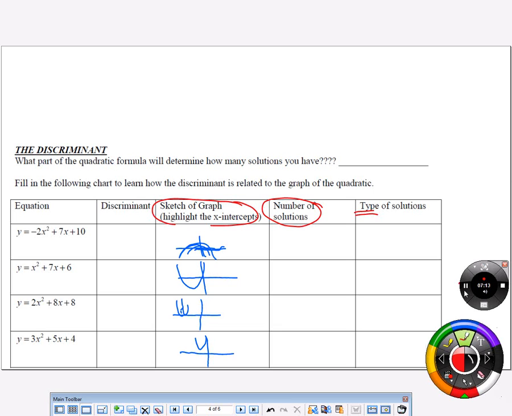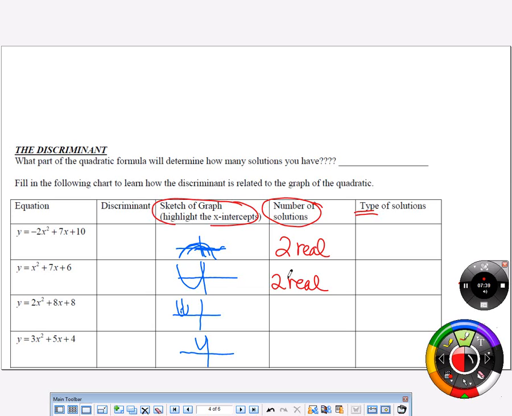Here's what our graphs generally look like. So concave down parabola, how many times does it cross the x-axis? 2. So the number of solutions it has are 2. And these are 2 real solutions. Our real numbers are on our graph axes. Here's a parabola, concave up. How many times does it cross the x-axis? So again, this also has 2 real solutions.